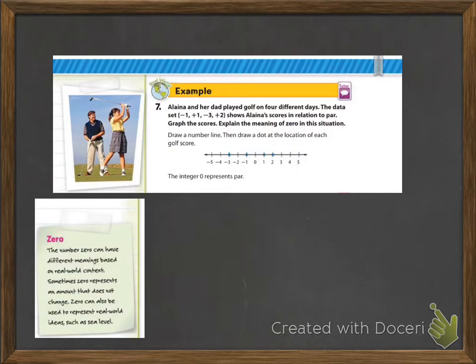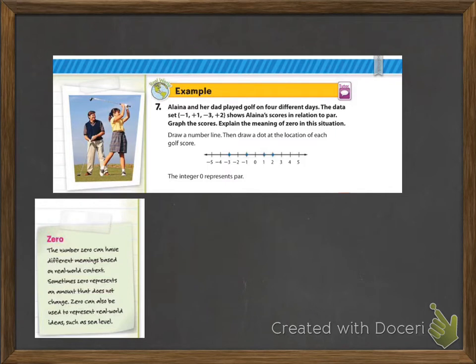All right. Now, this is a golfing question. It says here, Elena and her dad played golf on 4 different days. The data set, -1, +1, -3, +2, shows Elena's scores in relation to par. Graph the scores and explain the meaning of 0 in the situation.